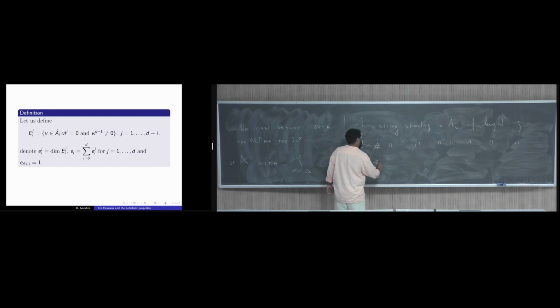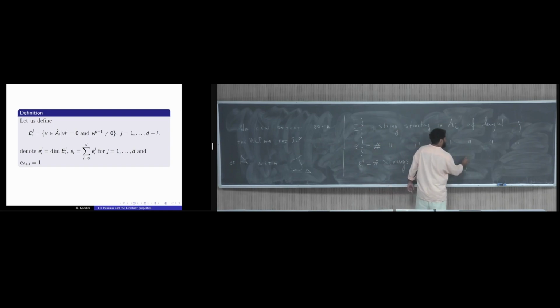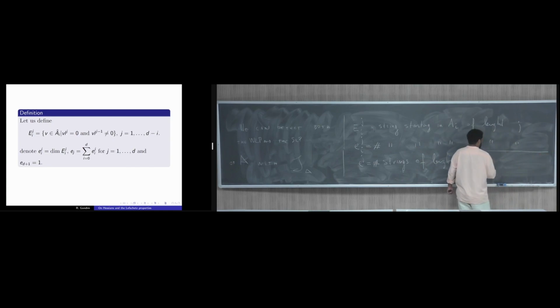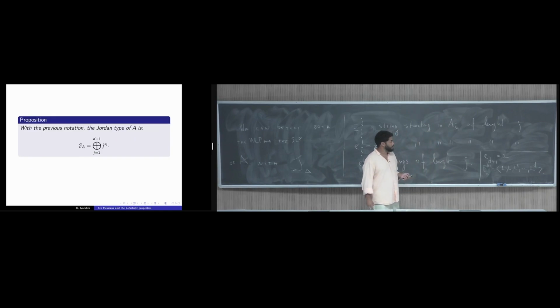Ag is the number of strings of length J. There is only one string of length D plus 1, starting in A_1, where A_{D+1} equals 1, and the string is A_0 to A_{D+1}, given by L squared, L to the V. For a generic L, it's non-zero, so this is the only string in the bottom of the Ferrer diagram of the Hilbert vector of A.